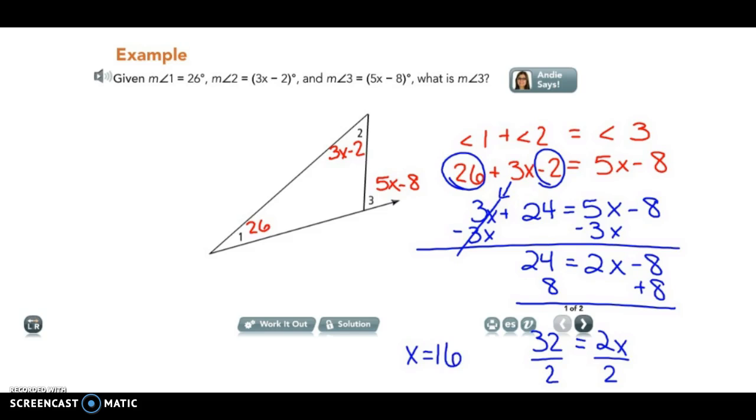Then I'm going to plug it in everywhere that I can for x. So 3 times 16 minus 2, and 5 times 16 minus 8. So I can find the measure of each angle. When I go ahead and work this one through, I'm going to get 46. And when I work this one through, I'm going to get 72. And then I'm just going to check it. And I'm going to say, okay, if I have 26 plus 46, it should equal 72. And it does.